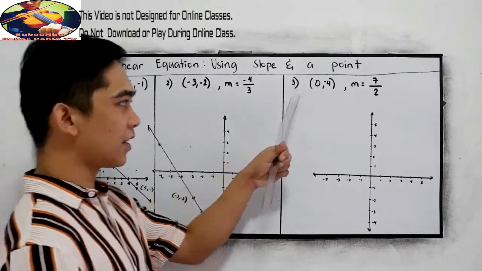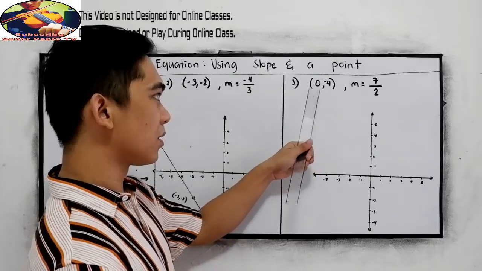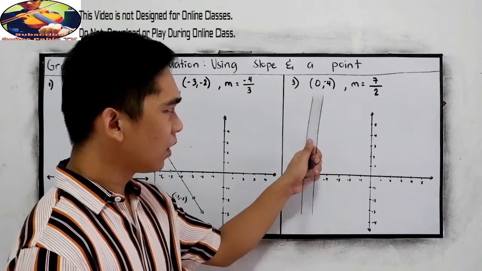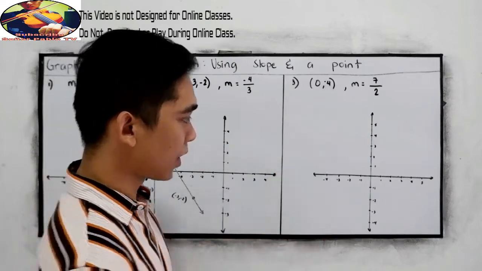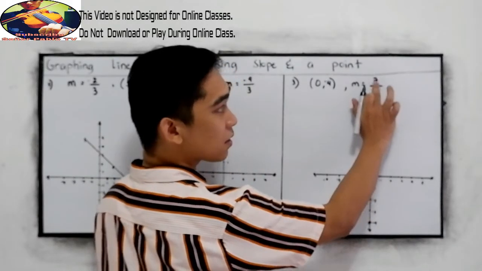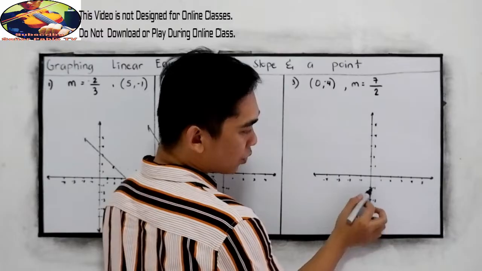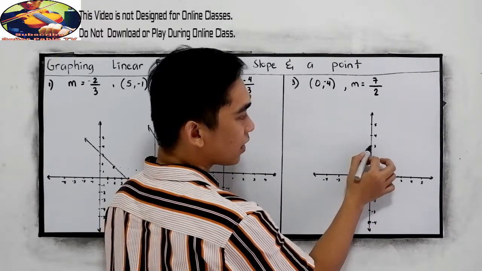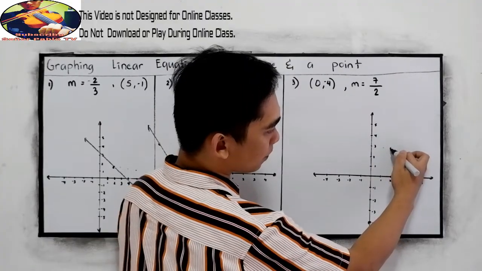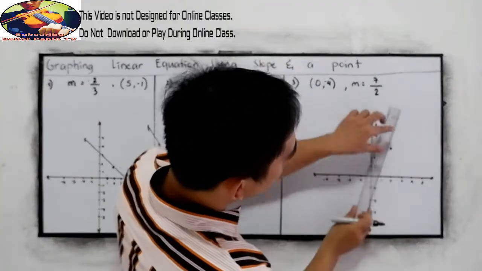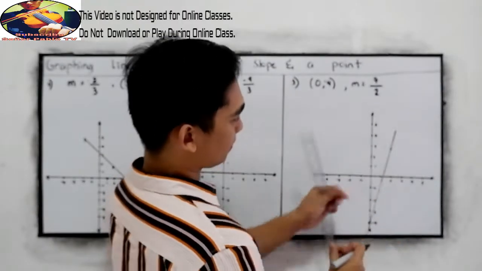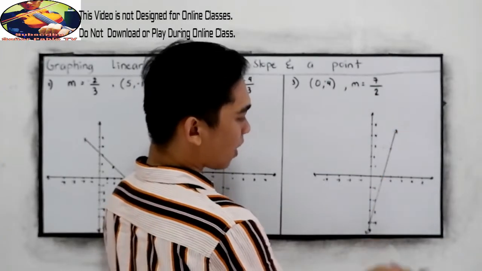Next, number 3. A point 0, comma negative 4, and a slope 7 over 2. 0, negative 4. Next, rise 7 times: 1, 2, 3, 4, 5, 6, 7. Then run positive, going right: 1, 2. And let us connect. That would be our graph.